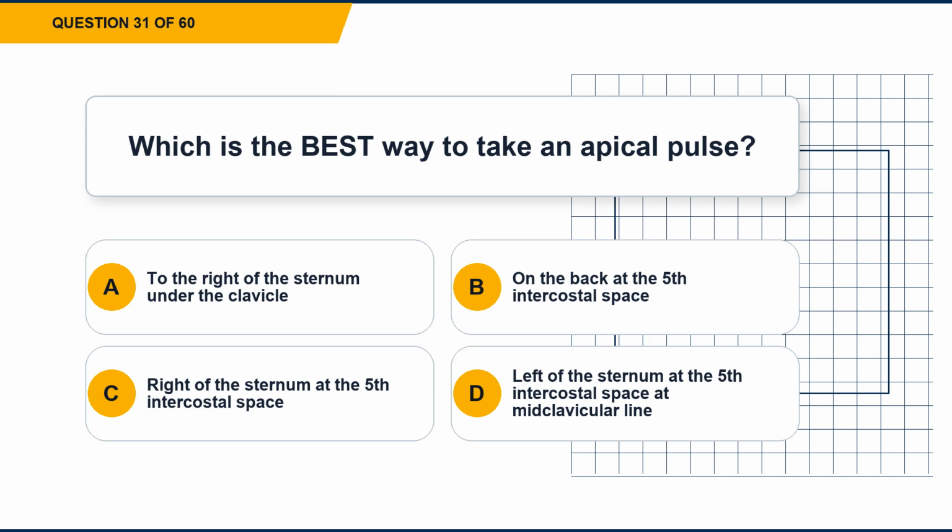Question 31. Which is the best way to take an apical pulse? Option A. To the right of the sternum under the clavicle. Option B.